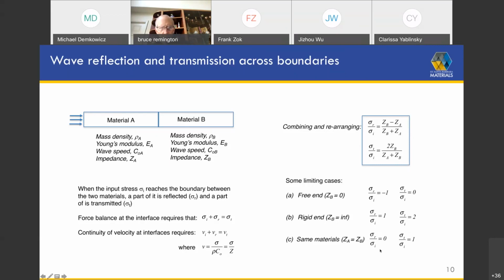One other limiting case, a trivial case, is when the two materials are the same. And if you look at the equations, if ZB is equal to ZA, then the reflected stress has to be 0. And the transmitted stress has to be equal to 1 times the incident stress. Okay. All right.